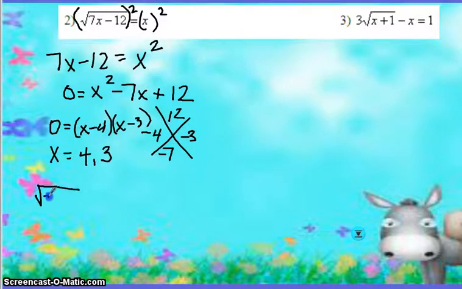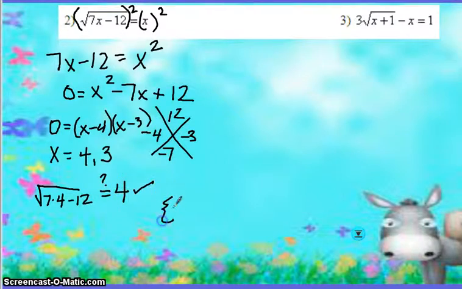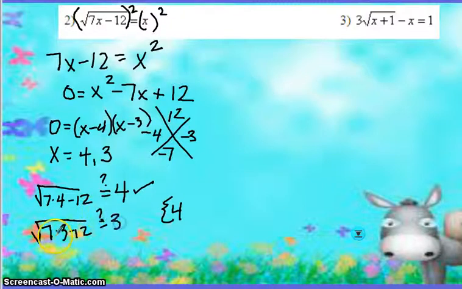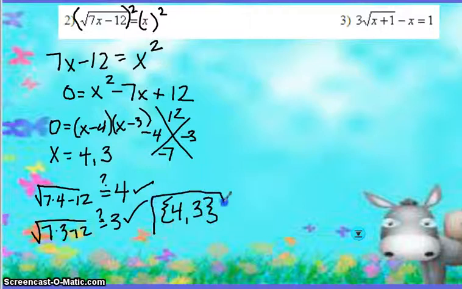You then need to check. So we would look at the square root of 7 times 4 minus 12. Does that come out as 4? Well, 7 times 4 is 28, minus 12 is 16. The square root of 16 is 4, so 4 can be included as one of our solutions. Now let's check 3. 7 times 3 is 21. 21 minus 12 is 9, and the square root of 9 is 3. That one also checks. So we can include both solutions as part of our answer.